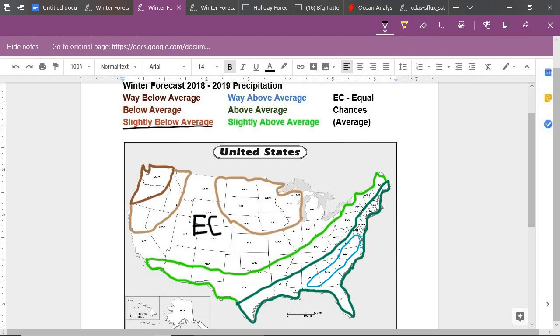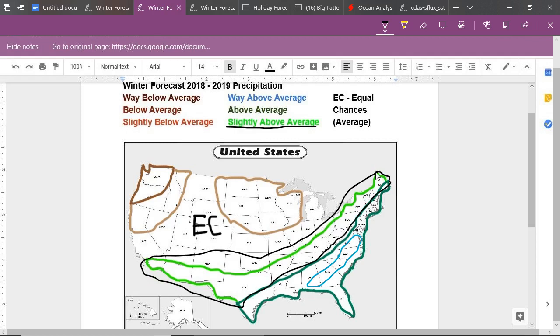And then if we go ahead and go into the above average category, slightly above average precipitation, it's most likely going along this green line here. It even extends to Southern California, which is good news for those people. It's for a good chunk of the country in that green area in particular.